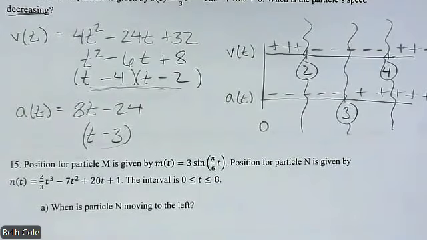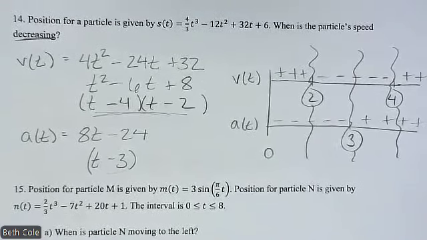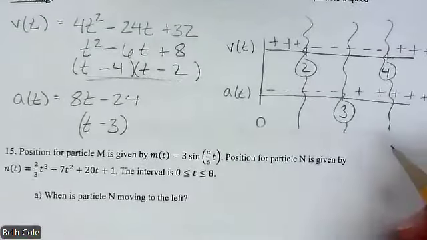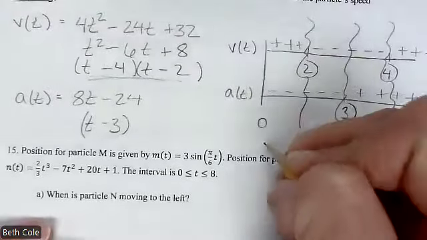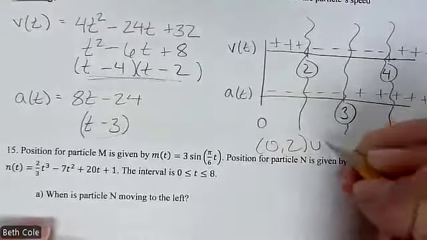At this point, I forgot what I'm doing. That's usually what happens to me after I get deep into the problem. Wait, what on earth did they want? We want where speed is doing what? Decreasing. That would be where these are what? Yeah, opposite signs. So what intervals would we want where these are opposite signs? Yeah, 0 to 2 and 3 to 4.